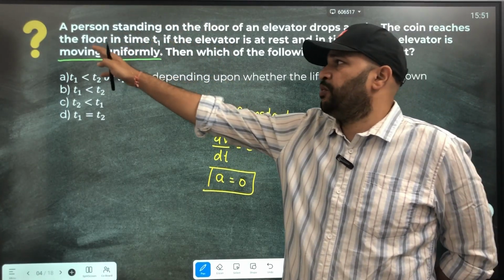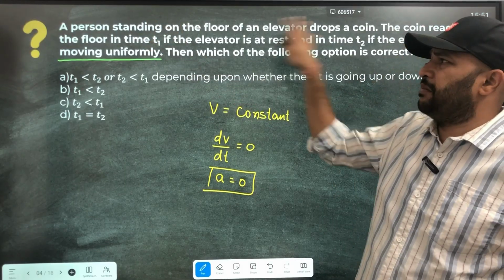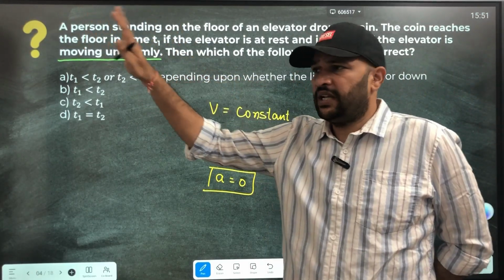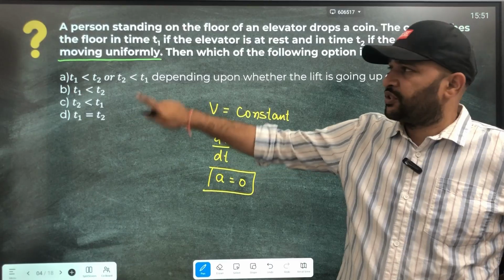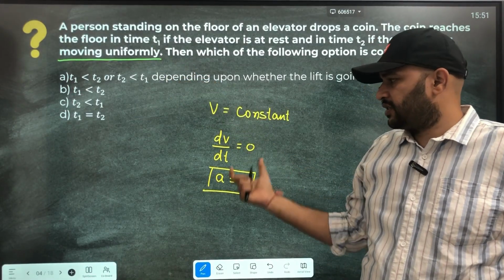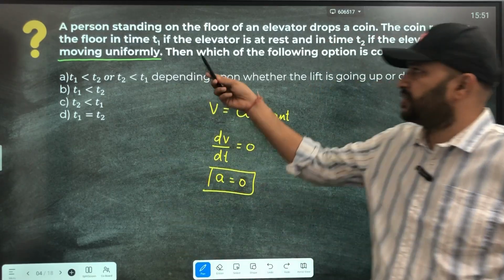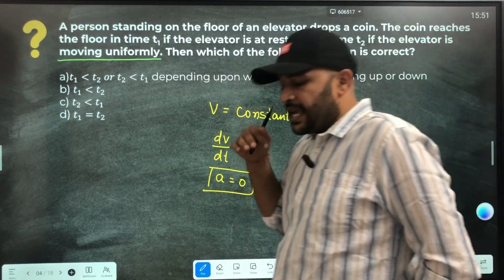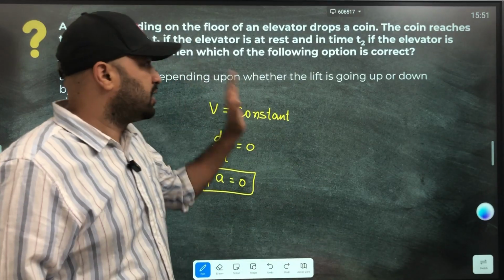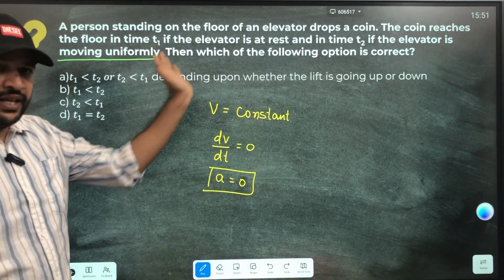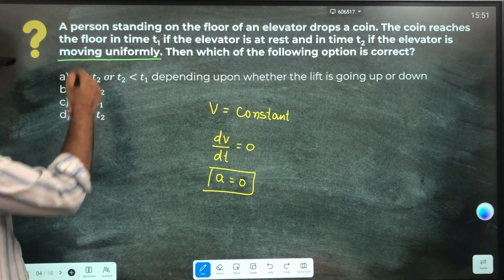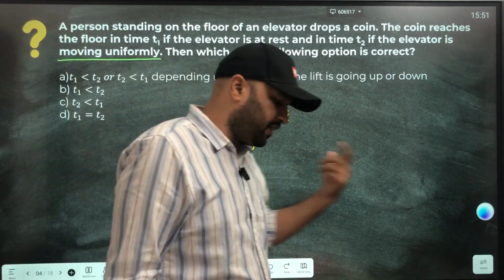If there was no "moving uniformly", then the answer would be different, right? Since it is moving uniformly, the velocity is constant and the acceleration becomes zero, and because of this, let's see what the outcome will be. The question says, which of the following options is correct? In case there was no "moving uniformly", then we would have done option A. The time taken will be different in different cases.